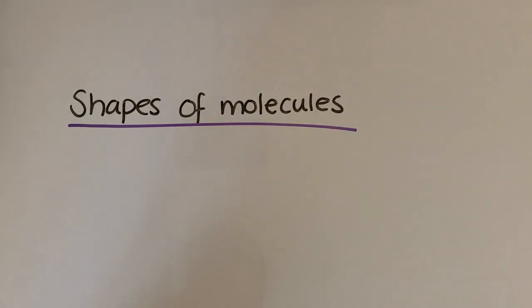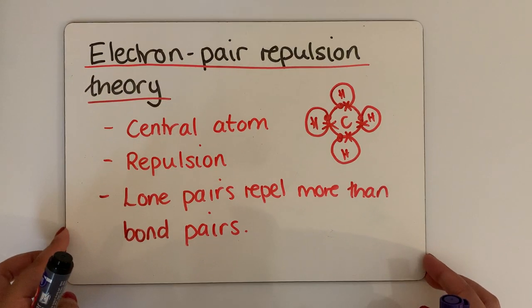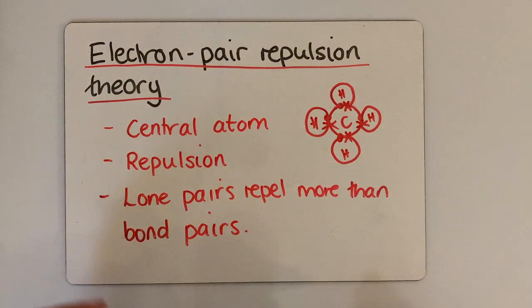In this video, we are going to be looking at how we determine the shapes of covalent molecules. Now, in order to do this, we need to have a look at this theory over here, and this is called the electron pair repulsion theory, and this is what we use to determine the shape.